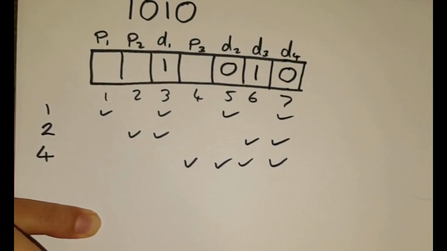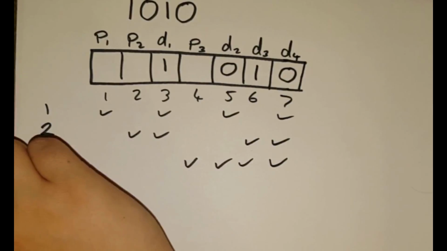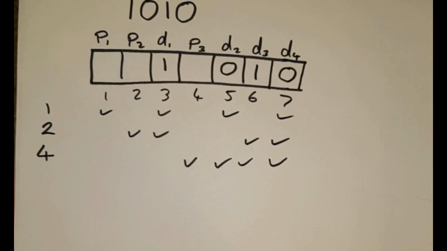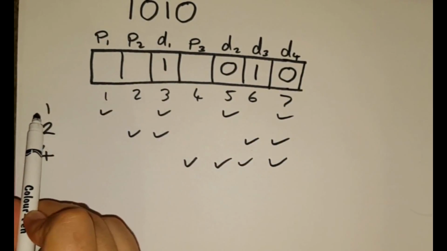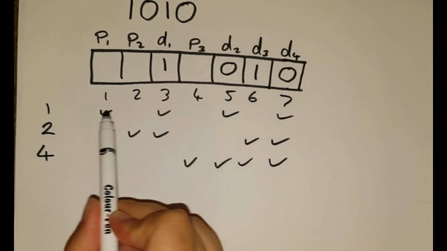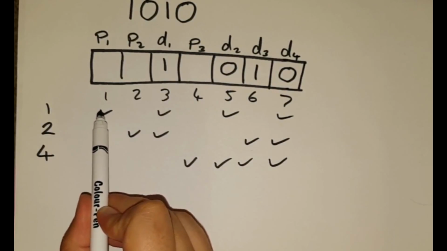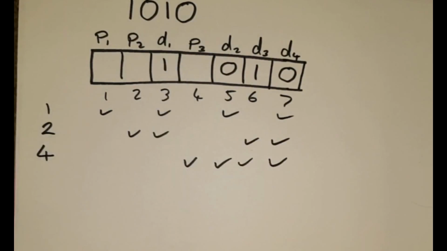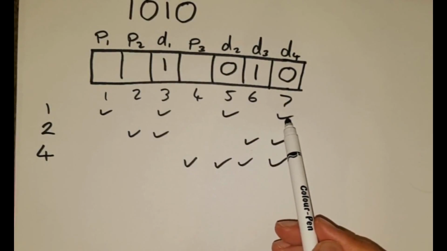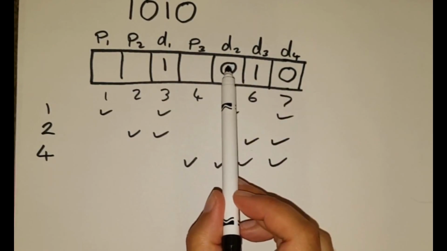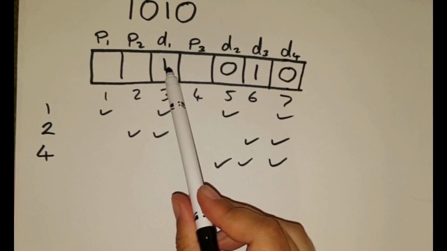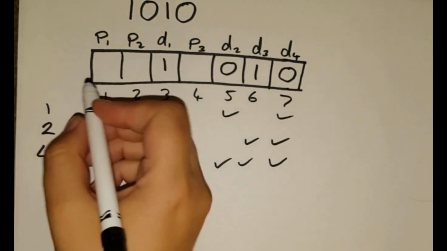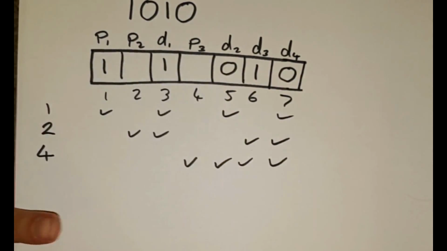Now, to work out the parity digits, I just have to make sure that the parity is 0, that it adds up to an even number. So starting with 1, I need to check the digits in cells 1, 3, 5 and 7 and make sure that they add up to an even number. So 0, 0, 1, that means that I'm going to need a 1 in there so that altogether it adds up to an even total.